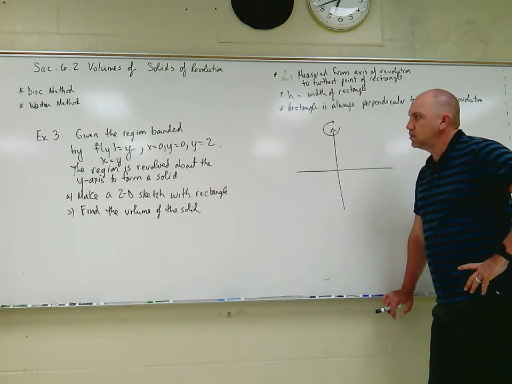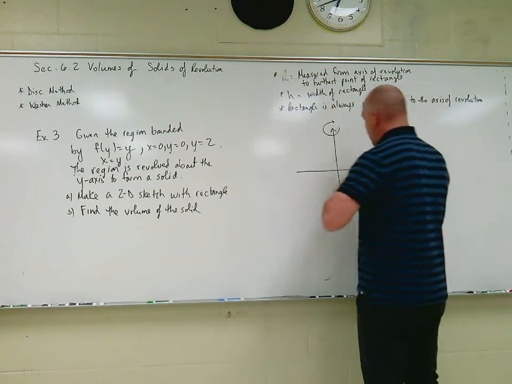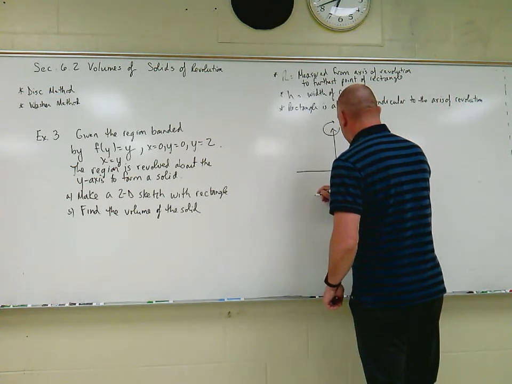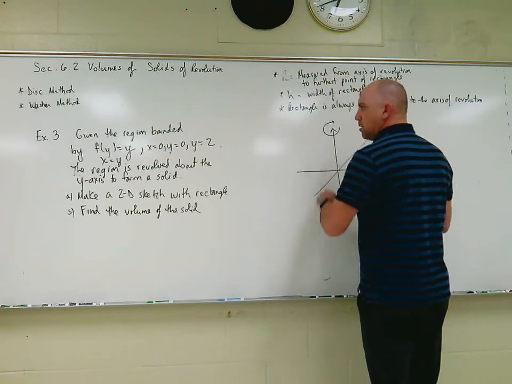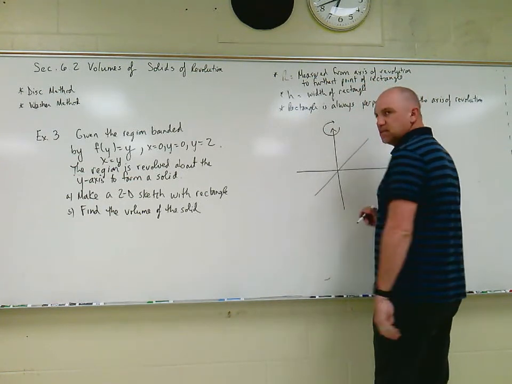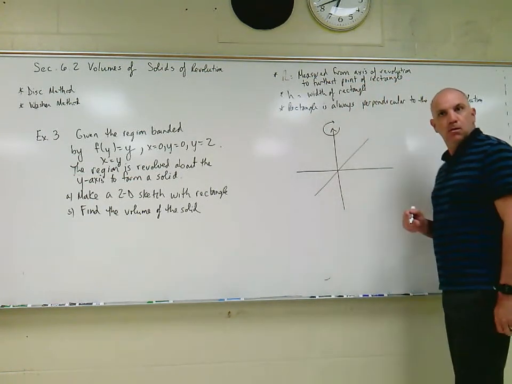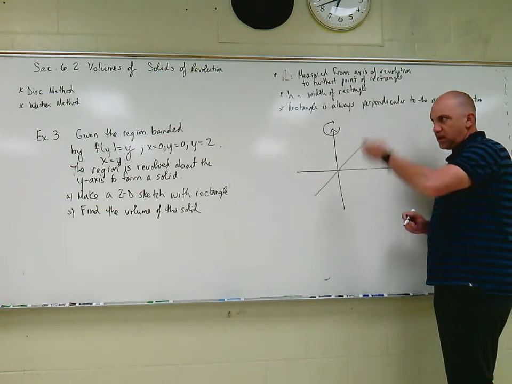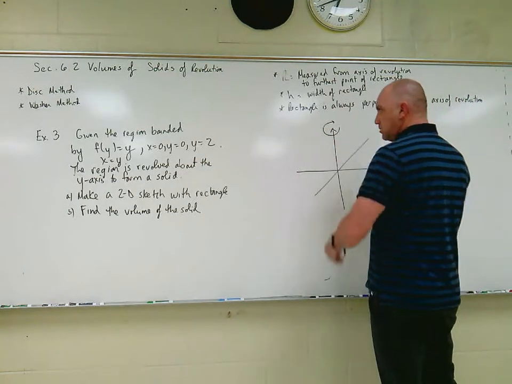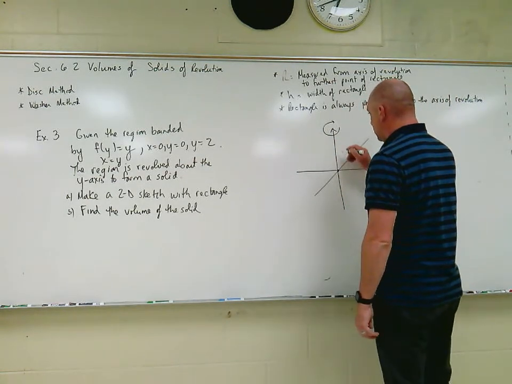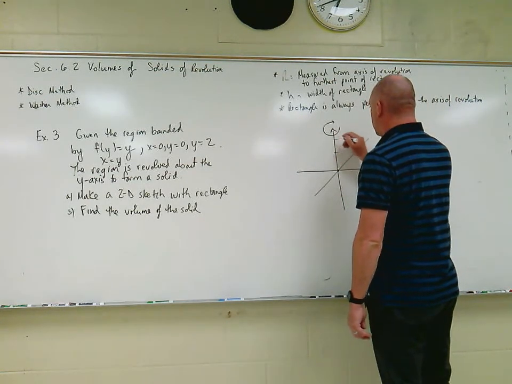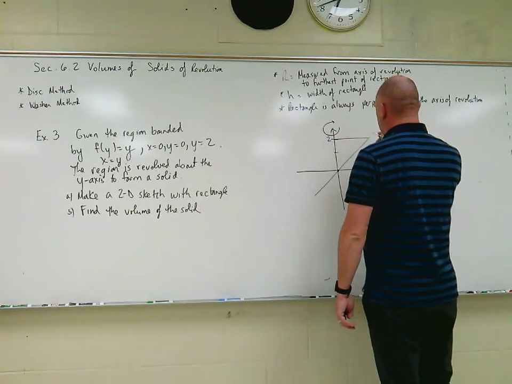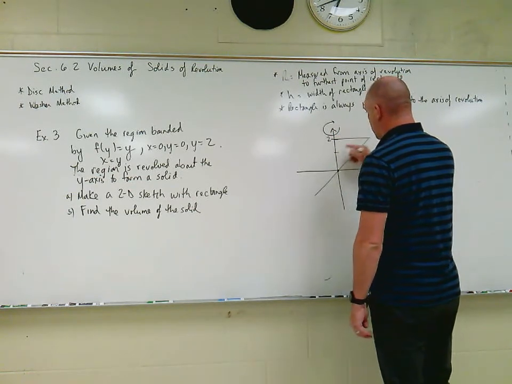Okay, so let's look at this. X is y, that's this line. But I'm bound by x is 0. What's x is 0? Oh, the x, I'm sorry, the y-axis, right? X is 0 is the y-axis. Y is 0 is here, and y is 2. Okay? So this is your region.